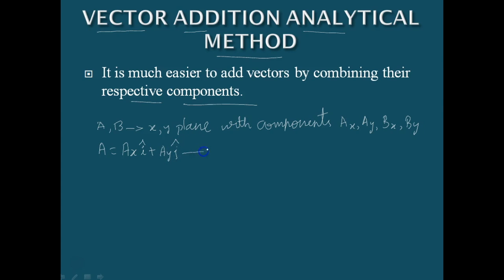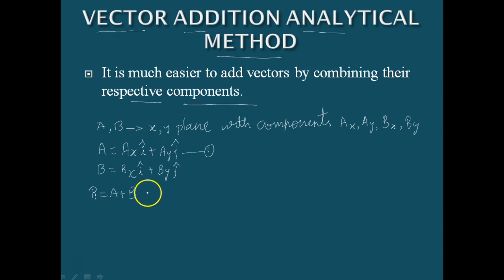So let us consider this as equation 1, and we can also represent vector B using the components Bx as well as By, that is Bx into i cap plus By into j cap. So now we represented vectors A and B using the components. Let us take R as the resultant vector that we get after adding the vectors A and B. So R can be written as A plus B, isn't it?